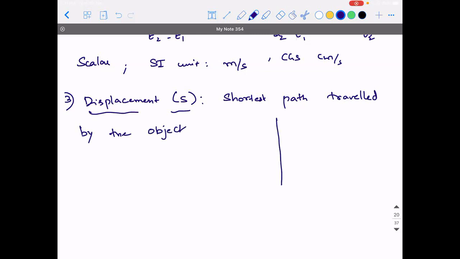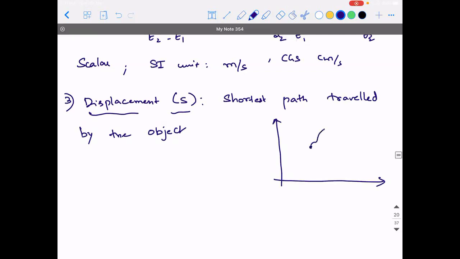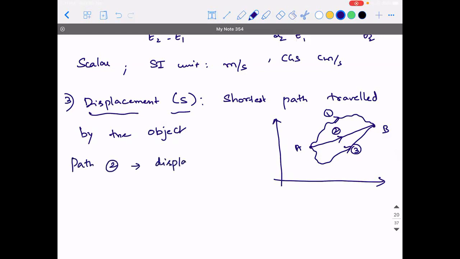So if you see everywhere, I will draw a graph. Okay, that is how I look at problems. So let's say there is an object which is moving between 2 points A to B in 3 different paths. Let me call these path 1, path 2, and path 3. Out of these 3, which one is the shortest distance? Obviously, path 2. And that is what we call displacement.